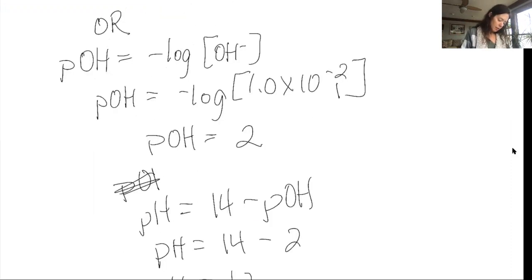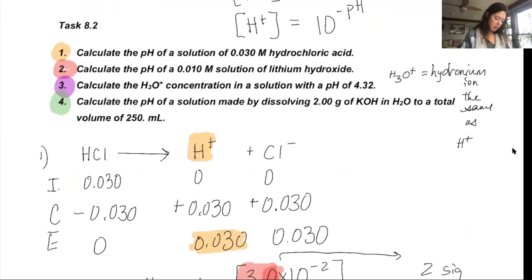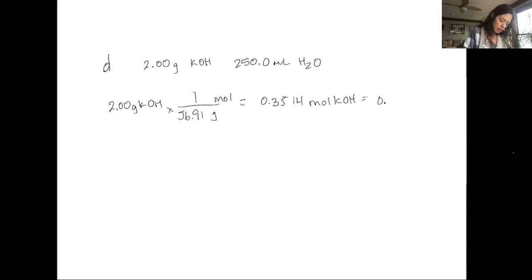And then the last one. Calculate the pH of a solution made by 2.00 grams KOH in 250 milliliters H2O. Grams to moles: 56.11 grams for every 1 mole. That's going to give me 0.03514 moles of KOH, which equals 0.03514 moles of OH.